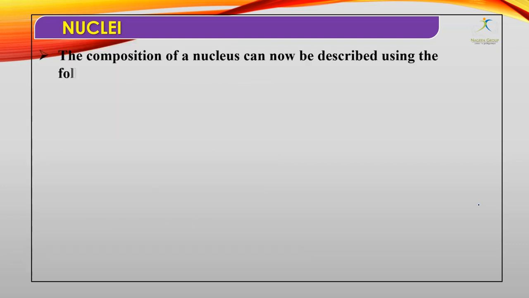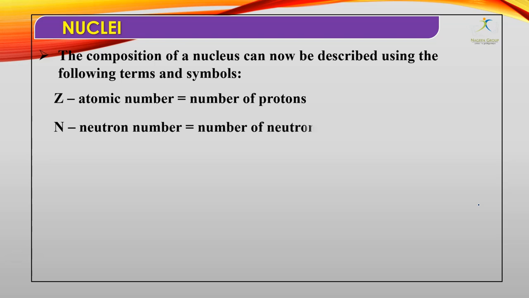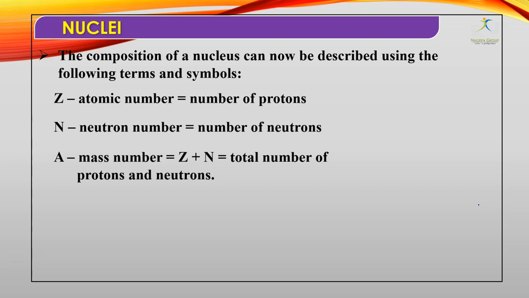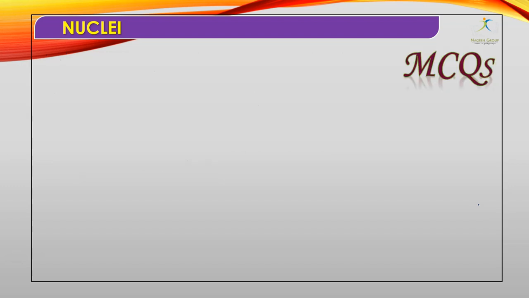The composition of a nucleus can now be described using the following terms: Z is the atomic number or number of protons, N is the neutron number, and A, the mass number, is equal to Z plus N. That means the total number of protons and neutrons.